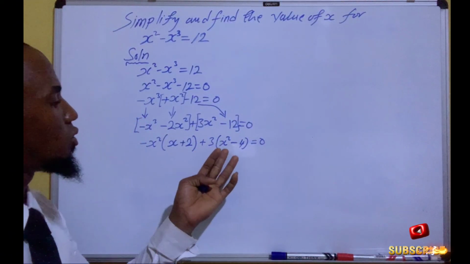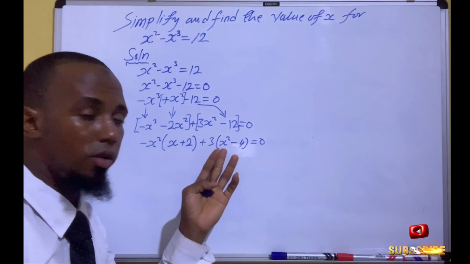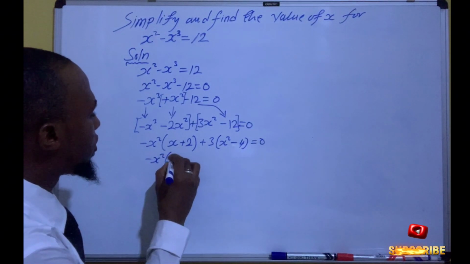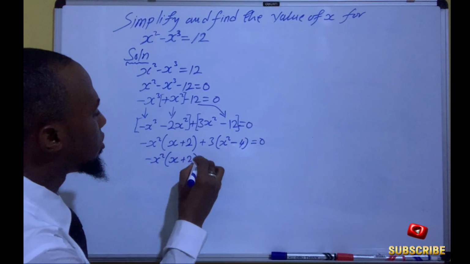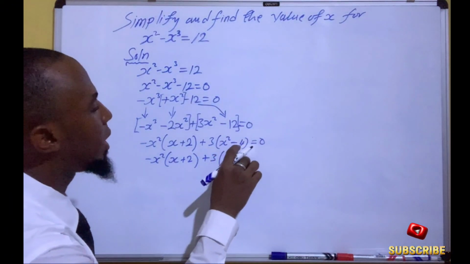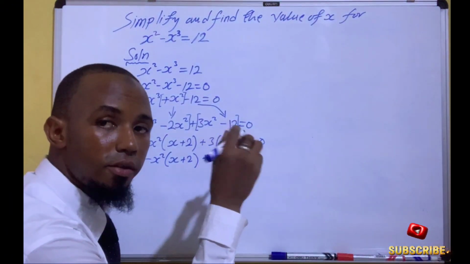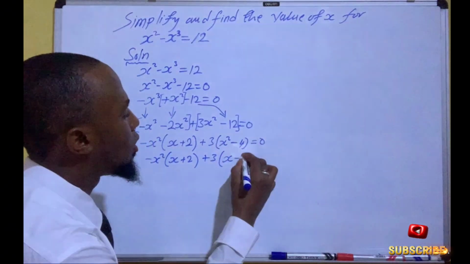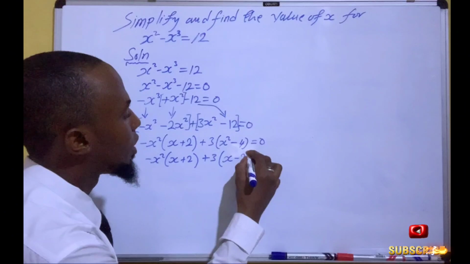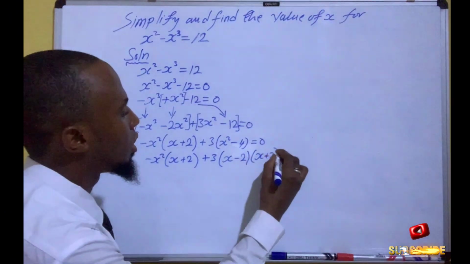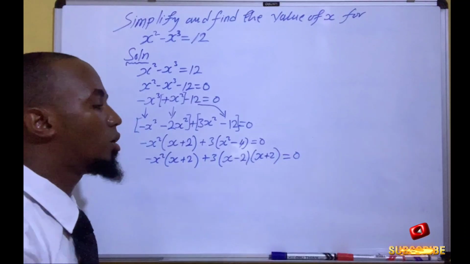Now from here we can do something with this bracket here. Let's try to deal with this bracket. Now we have our minus x squared into x plus 2, plus 3 into x squared minus 4. We can treat this as a difference of two squares, and rewrite it as x minus 2 into x plus 2. Now everything is equal to 0.